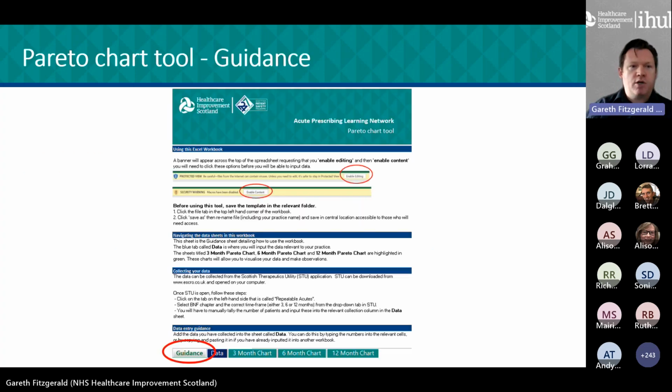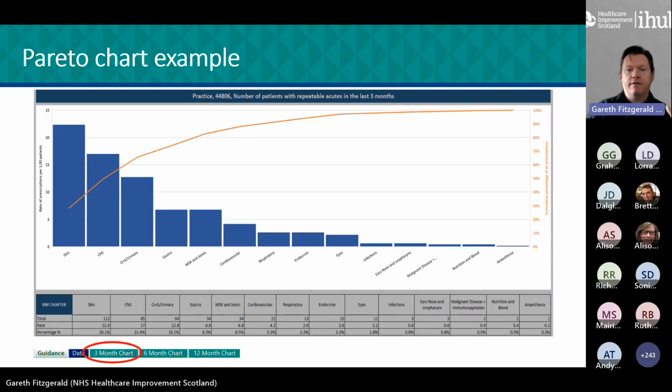So I'll just give you a quick look. When you download it, you'll get this page as the first page within the Pareto chart tool. It just lets you know how to enable it, how to populate your data from STU over to a little bit of transcription. It takes maybe 10, 15 minutes. And what will happen afterwards is it'll give you what we have here, a nice example of a Pareto chart.